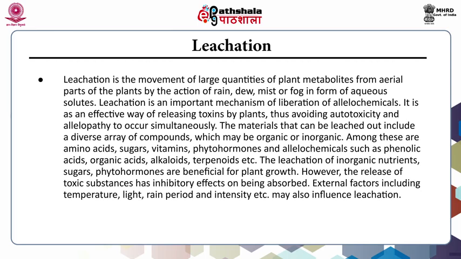The materials that can be leached out include a diverse array of compounds which may be organic or inorganic. Among these are amino acids, sugars, vitamins, phytohormones and allelochemicals such as phenolic acids, organic acids, alkaloids, terpenoids, etc. The leachation of inorganic nutrients, sugar and phytohormones are beneficial for plant growth. External factors including temperature, light, rain period and intensity may also influence the process of leachation.